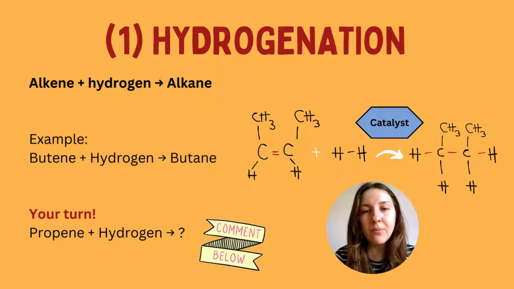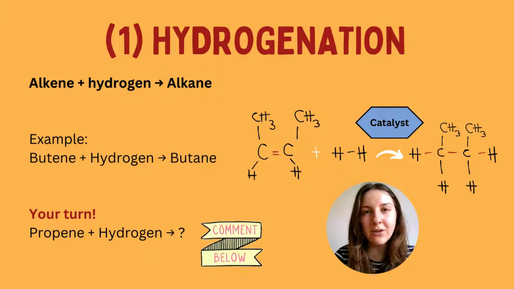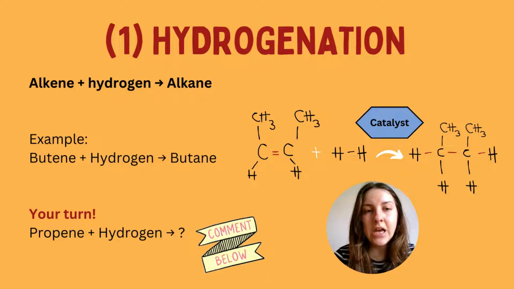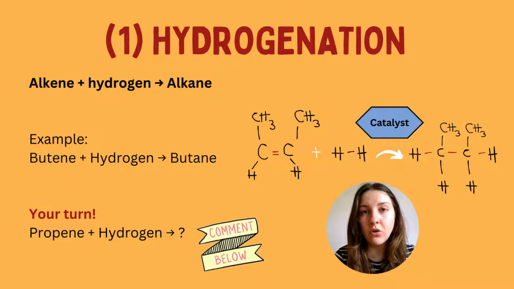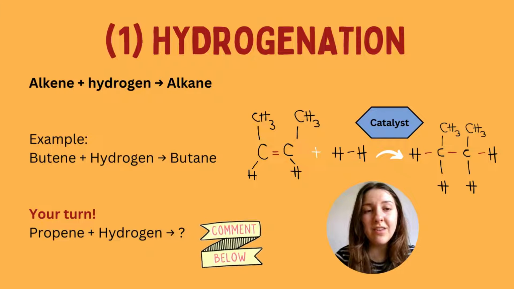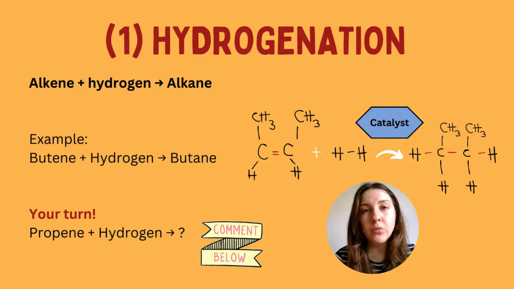So in the example here, we have butene, which is the alkene. It reacts with hydrogen. Hydrogen is a diatomic molecule, so it contains two atoms, and you can see that they are covalently bonded together because they're non-metals. They will form the butane molecule, and as you can see, there is no longer a double bond present.